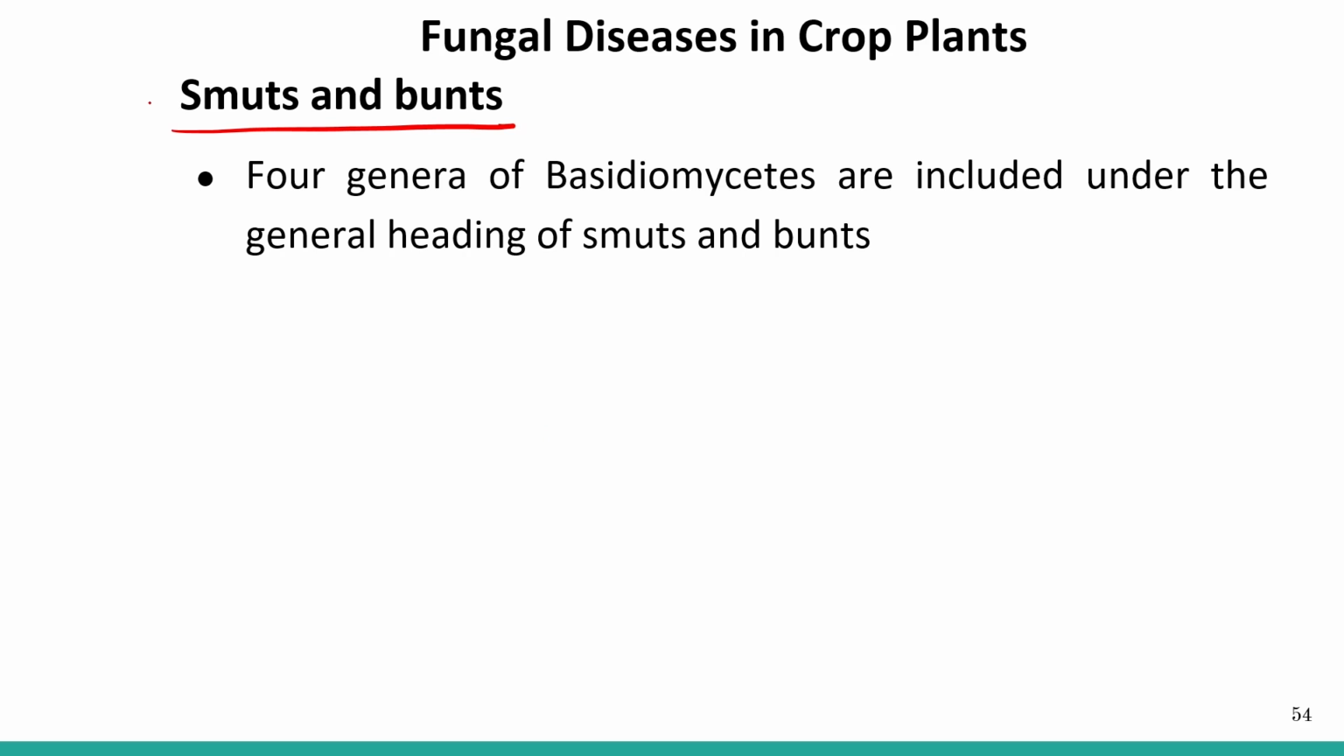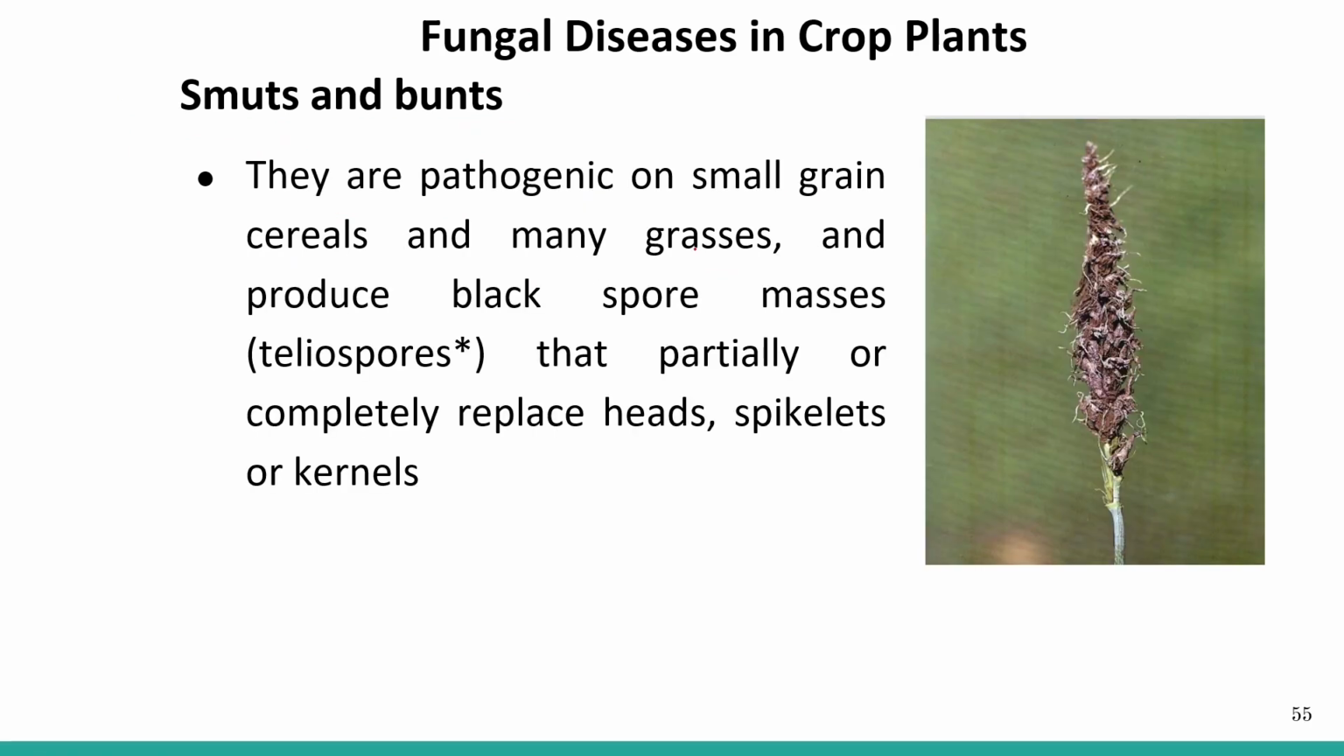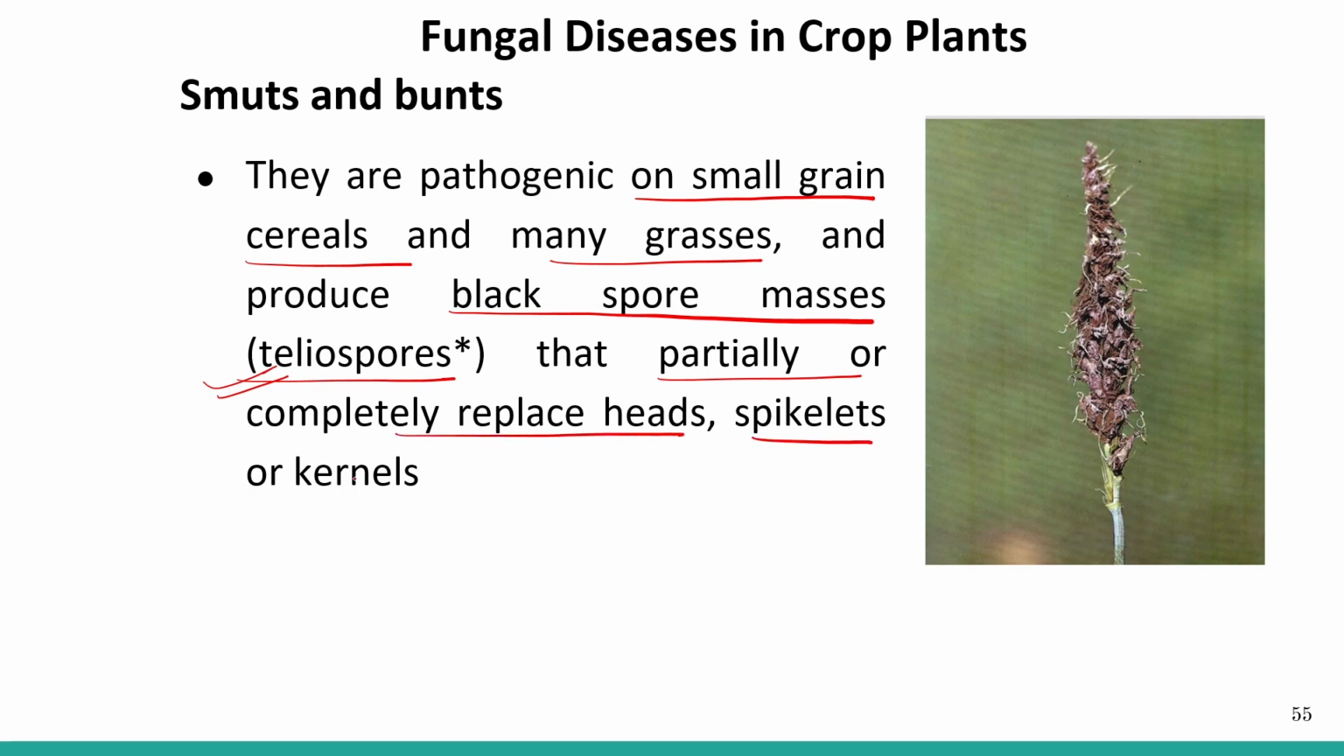Another disease, the second one, is the Smuts and bunts. Four genera of Basidiomycetes are included under the general heading of Smuts and bunts. So there are four genera that belong to the Basidiomycetes class, and that cause smut and bunt disease. They are pathogenic in small grain cereals and many grasses, and produce black spore masses that are called teleospores that partially or completely replace heads, spikelets, or kernels.